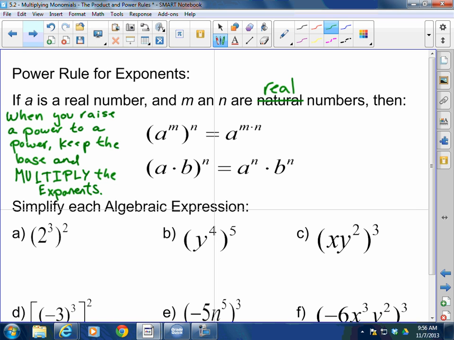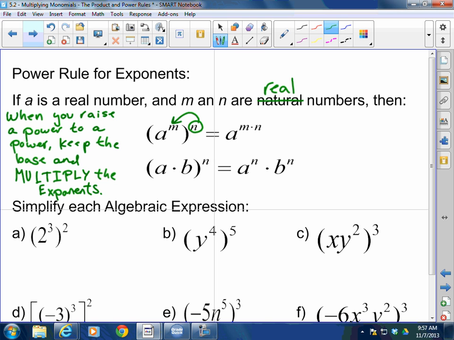When you raise a power to a power, keep the base and multiply the exponents. You are literally going to take this outside exponent and distribute it to everything inside. In this case, it's just the m. So that's a to the mn.